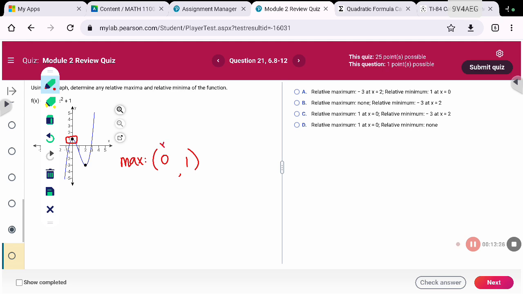Here's where we're talking about the minimum. So let's name its ordered pair. Its x would be +2, and its y would be -3, which means its minimum value is -3, and it occurs at x equals 2.